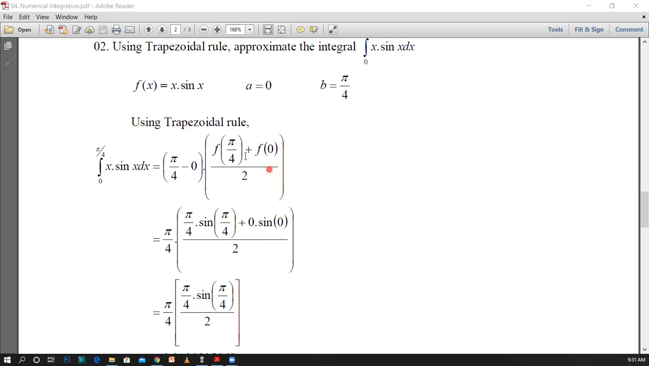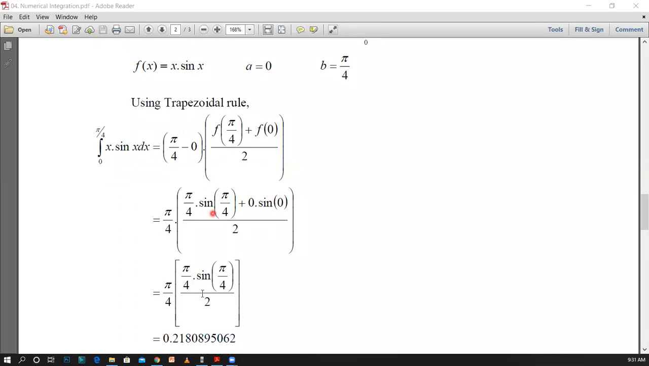Then we have to get the totals and divide it by 2. Then we can get the value at f of 5/4 for the function x times sin x. It is given as 5/4 times sin(5/4), plus 0 times sin 0. Therefore, this is how we get this substitution, and divide it by 2.